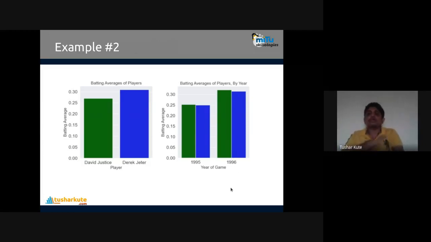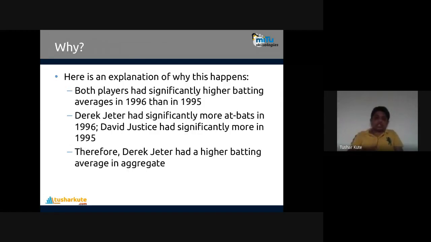See, splitting creates a different appearance, a reversed kind of scenario. That is an example of Simpson's paradox. So why exactly does this happen in this particular case? Both players had significantly higher batting averages in 1996 than in 1995.